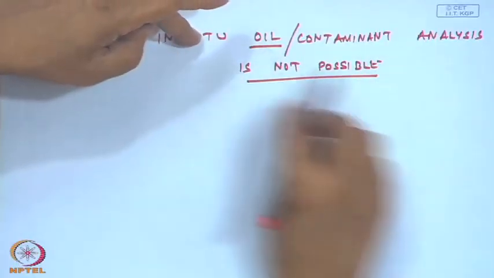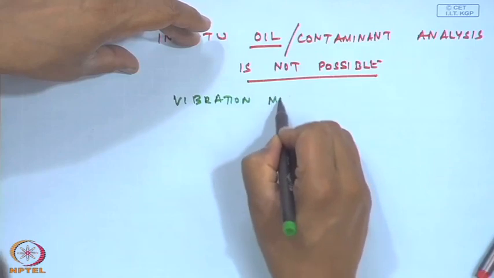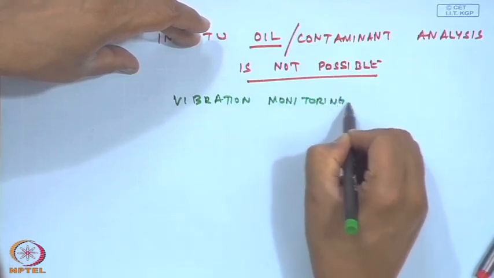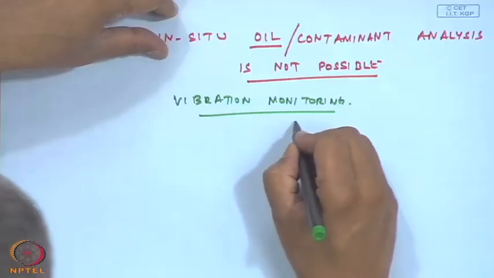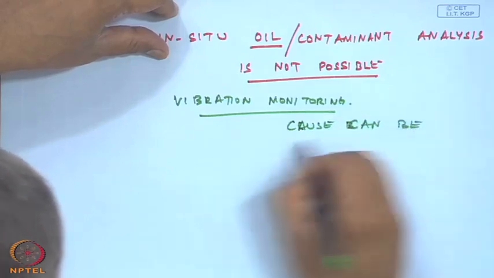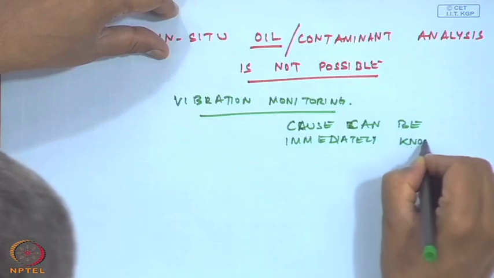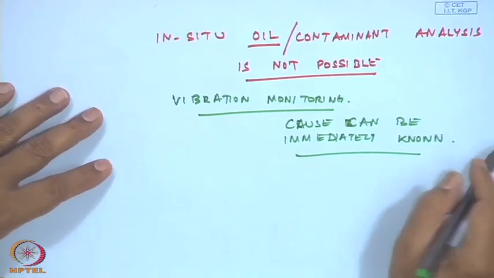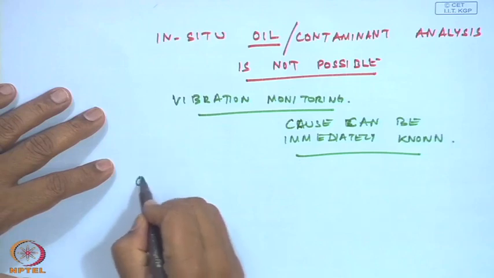As opposed to, say, vibration monitoring, one of the reasons why vibration monitoring is very popular is that in situ measurements are possible and they are very, very cheap. And because of the signal processing techniques, right away by having a signal analyzer, the cause can be known immediately. That is the reason why vibration monitoring is popular.